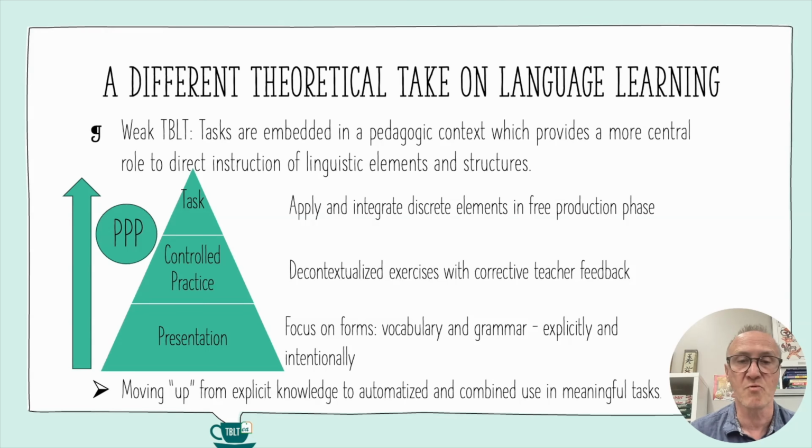Then the students move to the practice phase. It's a controlled practice phase, which means that they especially try to use the vocabulary and the grammar in more decontextualized exercises, which might be just one sentence with fill in the gap and then getting corrective teacher feedback. After the presentation and controlled practice, the students are supposed to be ready to apply all that they know, to apply the discrete elements in a free production phase. So that's the basis of a weak TBLT.